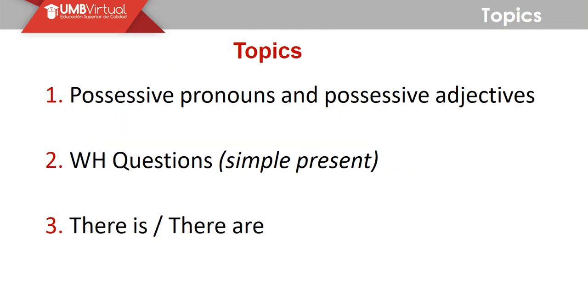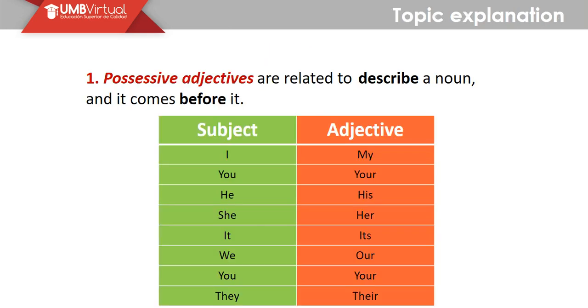So the topics we see are: possessive pronouns and possessive adjectives, WH questions, simple present, there is and there are. All right. Based on that, let's start with the possessive adjectives. When do we use this topic? This topic is very common when we are describing a noun, and it comes before it, right? We have the subject and we have the possessive adjective.